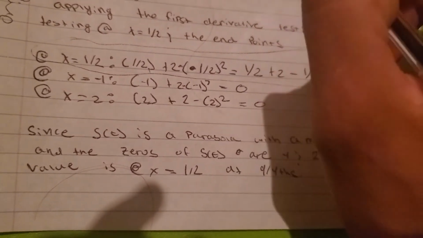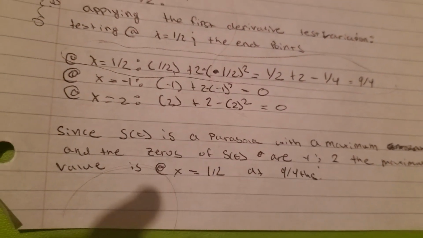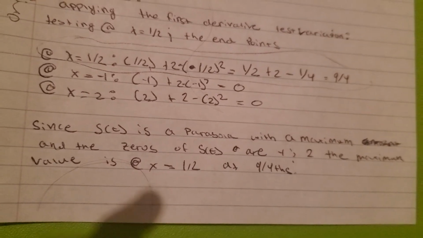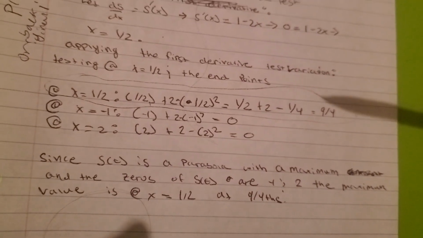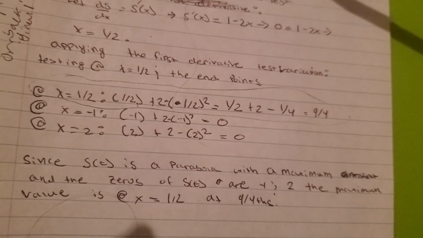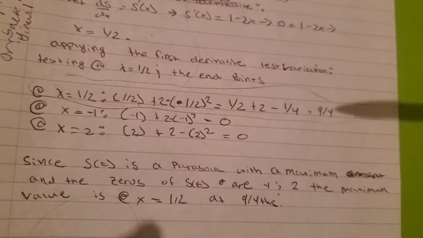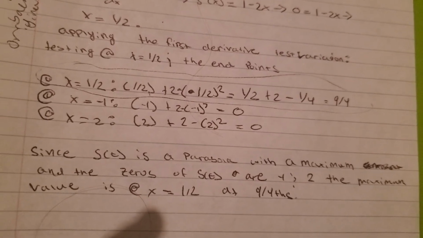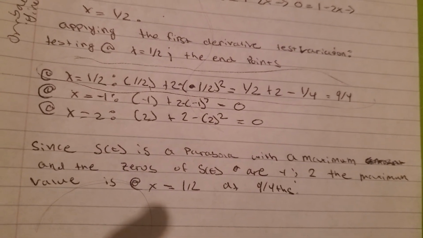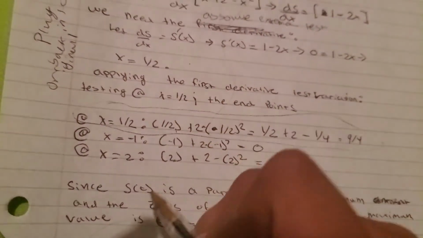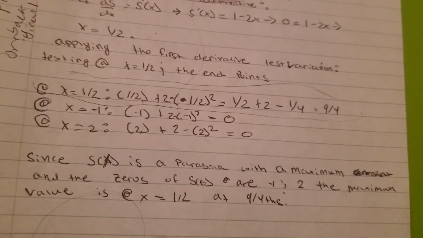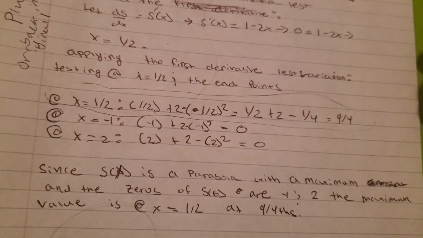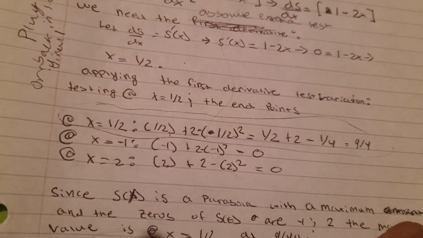And to close out the proof here, we know the maximum value is 9/4. Since s of x is a parabola with a maximum, and the zeros of s of x are -1 and 2, then the maximum occurs at x equal to 1/2. Sorry, not t, x. And its value is 9/4.